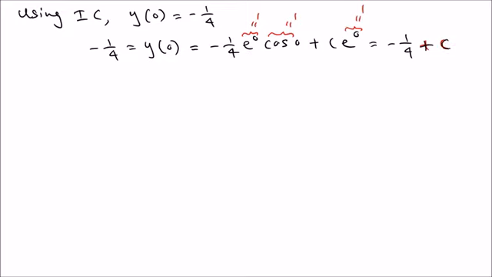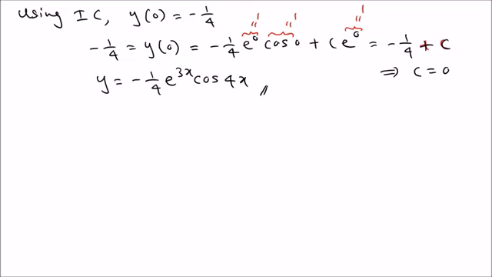You can see negative 1/4 plus 1/4 get cancelled, so this says that c equals 0. That means that term is gone. So you simply end up with y equals negative 1/4 e^(3x) cos 4x as the solution to the initial value problem. Good.